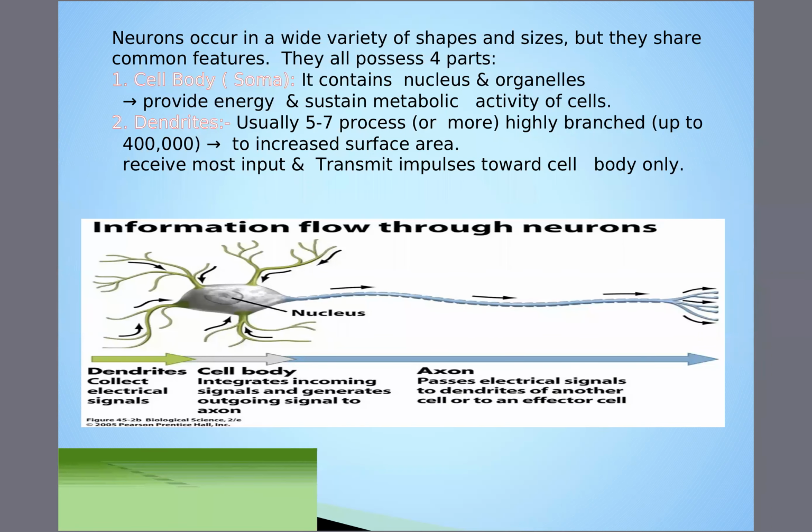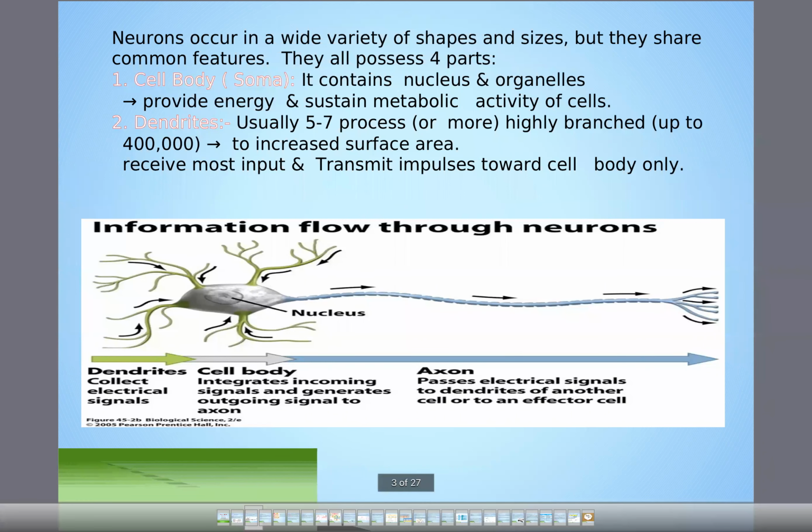A neuron occurs in a wide variety of shapes and sizes, but they share common features. They are all composed of four parts. These include the cell body, which is called the soma. It contains the nucleus and organelles inside the body, provides energy, and sustains the metabolic activity of the cell. The other part is the dendrites, which usually number about 5 to 7 processes or more, highly branched up to about 400,000 to increase the surface area.